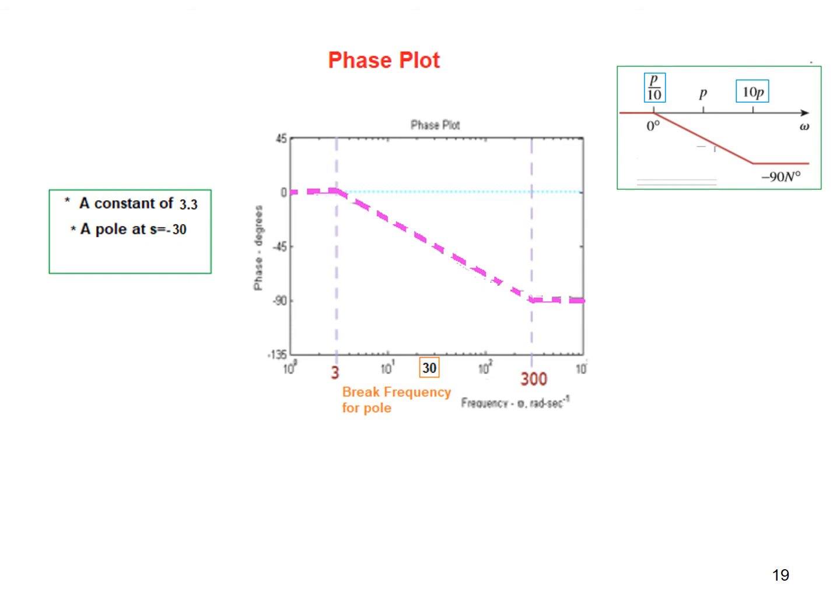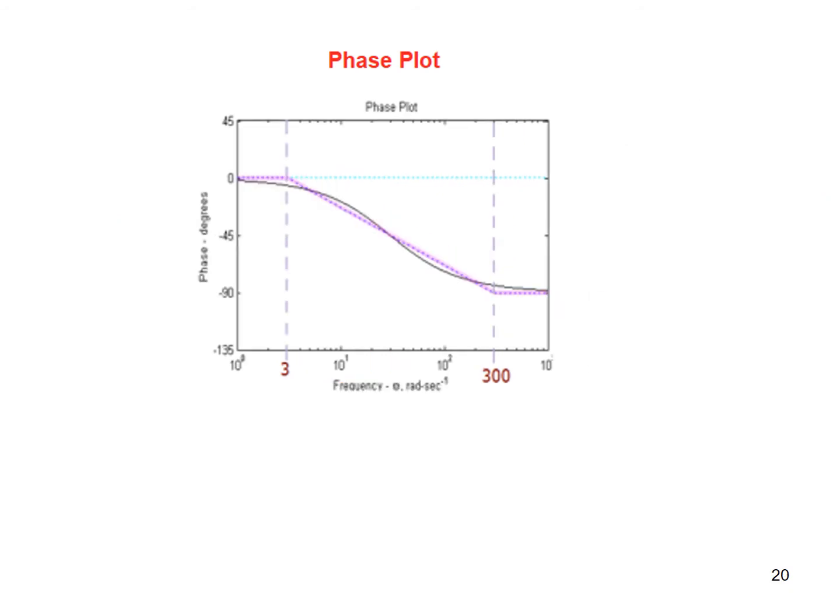And it will go up to 10 times the corner frequency, that is up to 300 radians per second. So from 3 to 300, it will go from 0 to minus 90. And then after that, it will straighten up. Again, we round off the corner, so our phase plot will now look something like this. This way, quickly you can get an idea about the behavior of the circuit, its frequency response and phase response.